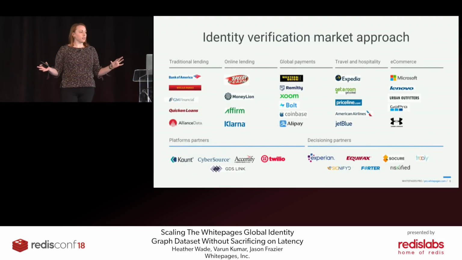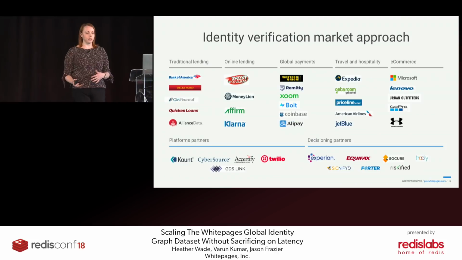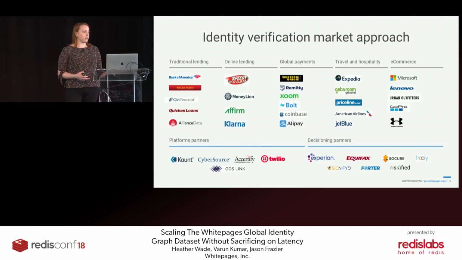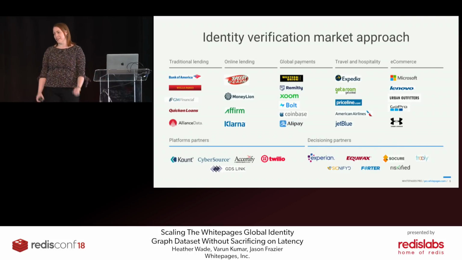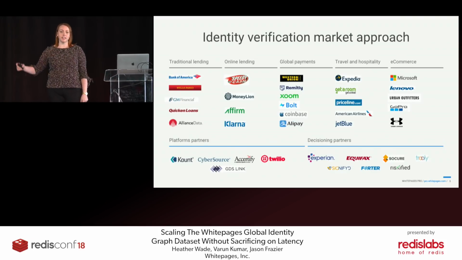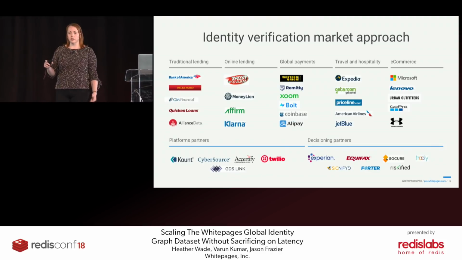And these customers are across a lot of different verticals, like lending and banking, as well as e-commerce or payments and travel and hospitality. So to think about a specific example, let's say you're on Expedia.com and you're booking your tickets to RedisConf, right? And in the middle of that transaction, you give them your payment information and you're booking the trip. On the back end, Expedia is doing a lot of things.